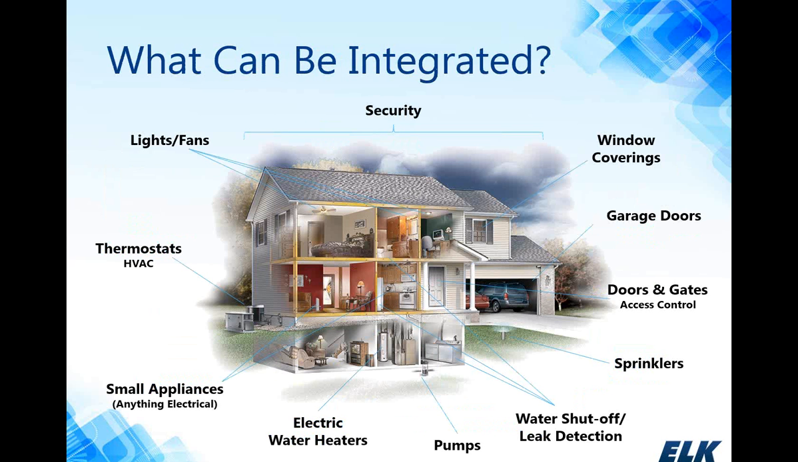And so here's, again, just an idea of some of the things that you can integrate in with the M1. The M1 itself is a rock-solid security system, but we can also integrate in a lot of different things using different technologies and other partner manufacturers to allow control of things like garage doors or gates, sprinklers. We have a water shutoff valve that you can use to cut the water off if there's leaks, that sort of thing. We can control water heaters and small appliances, pumps, that sort of thing, lights and HVAC for energy management.